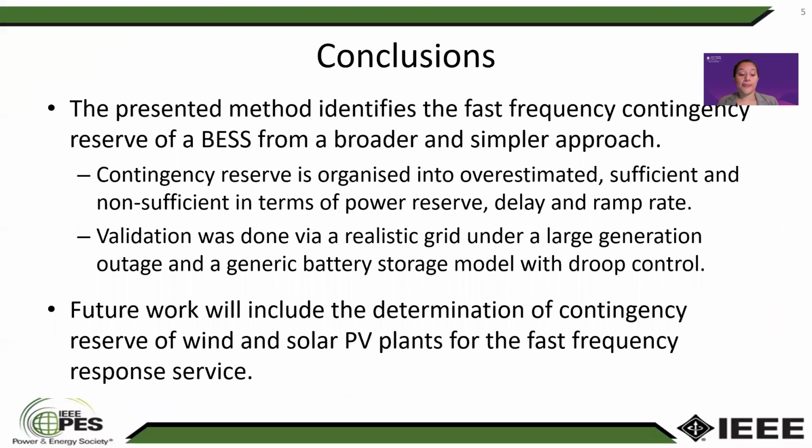So our conclusions are that the presented method identifies the fast frequency contingency reserve by using a negative load, which is a broader and simpler approach. And we organize the contingency reserve not only in terms of megawatt, but in terms of power reserve, trigger time, and fully activated time. So the validation was done via a realistic grid under a large generation outage and a generic battery storage model. Future work will include determination of contingency reserve of wind and solar PV for FFR.